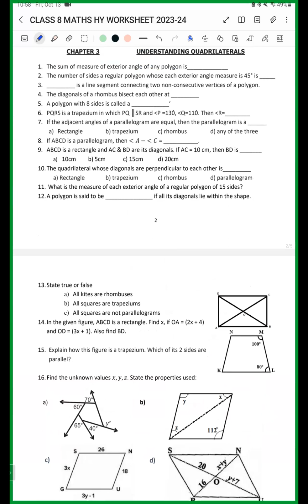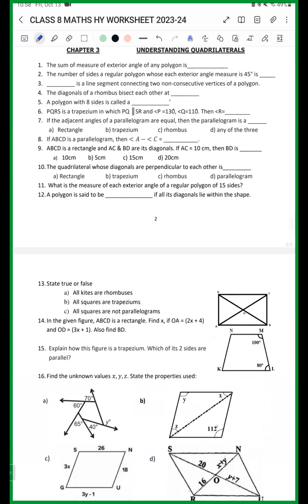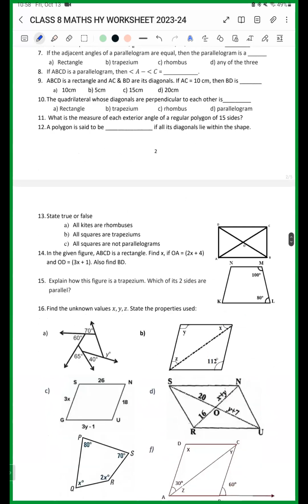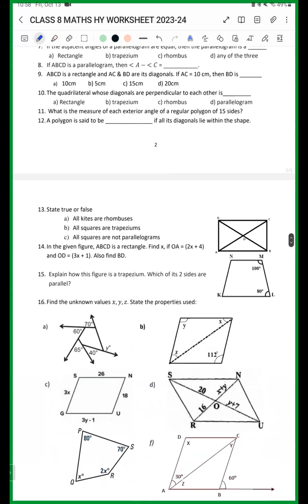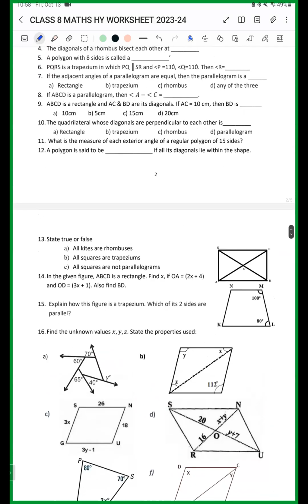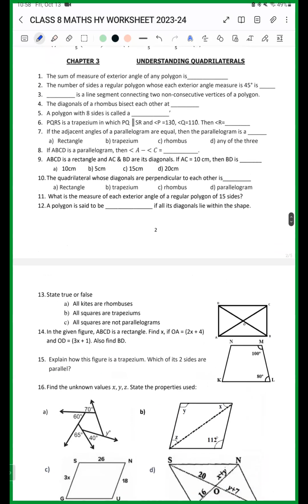Then tell me what doubts you have from this chapter. Understanding quadrilaterals is not that hard. No, I know it is not hard, but some questions might be asked which are not directly from your textbook or not directly from the worksheet. So in that you should not get confused. Okay. Now tell me which questions you find a little bit troublesome. We can just discuss those.